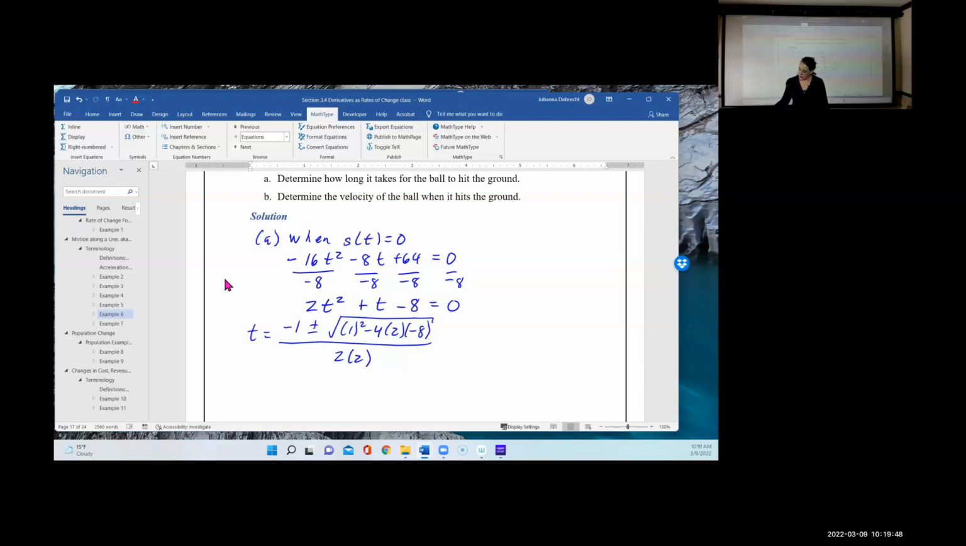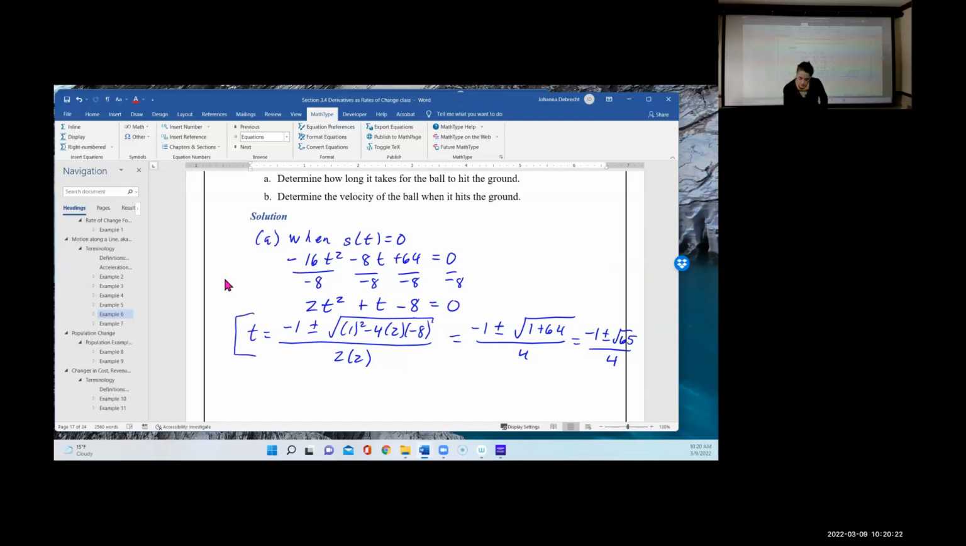Okay. What about the next step? What are we going to do for the next step? Clean it up, right? So clean this up a little bit. Go ahead and do the arithmetic. So we have plus or minus 1. We have a double negative, which makes it a positive, which is a good thing. And this is 1 plus 64, which is going to give me 65 all over 4. So I have negative 1 plus or minus the square root of 65 over 4.